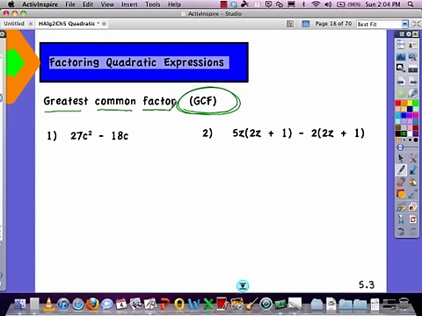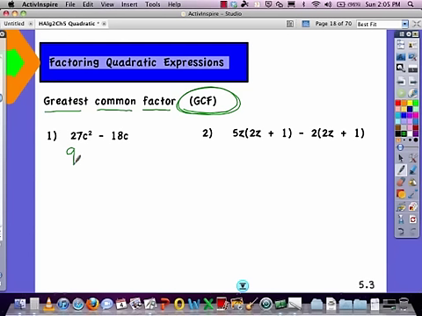27c squared minus 18c. If you looked at that, you should be looking at it both as numbers and as variables. What does everything have in common? So if you break it down into those two parts, the numbers, 27 and 18, what is the greatest common factor that they have? Most people would say 9. If you were thinking 3, you're on the right track, but it's small. It's not the greatest. So you want to always go for the biggest number they have in common. So start with, does 18 go into 27? The answer is no. So then what's the biggest number that goes into 18 that also goes into 27?